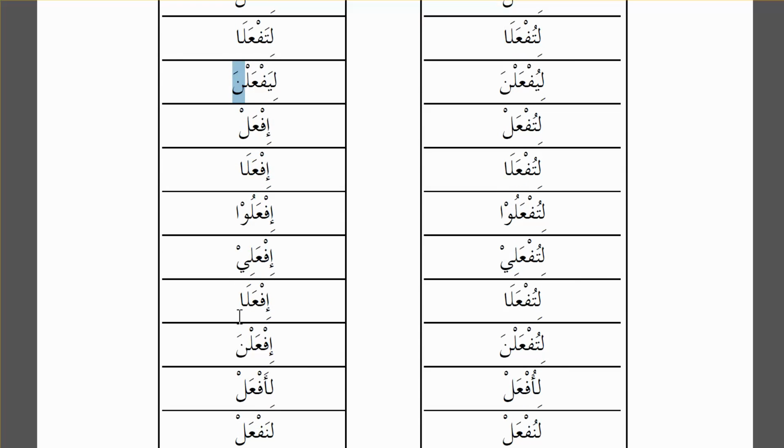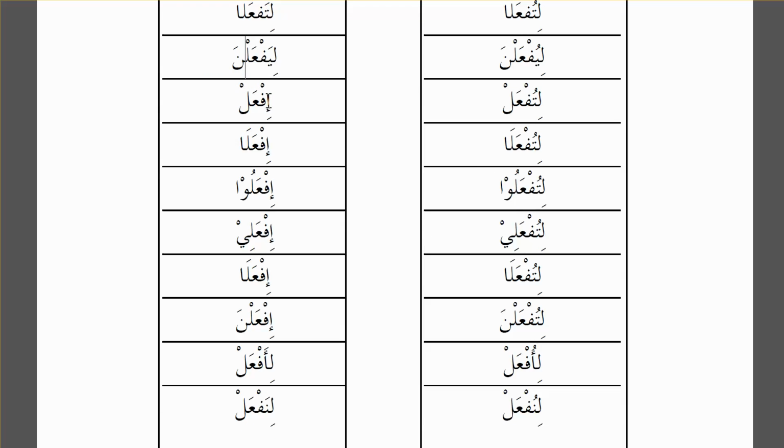Now, look at the bottom half. Here's the rule we learned at the beginning. Because it was yaf'alu, it will be if'al, if'ala, if'alu. Now, how do you translate these words? For hadir, it would be: you, one man, do. If'ala, you, two men, do. If'alu, you, group of men, do. If'ali, you, one woman, do. If'ala, you, two women, do. If'alna, all you women, do. Li af'al, I should do. Li naf'al, we should do. Hopefully everyone understands that, inshallah.